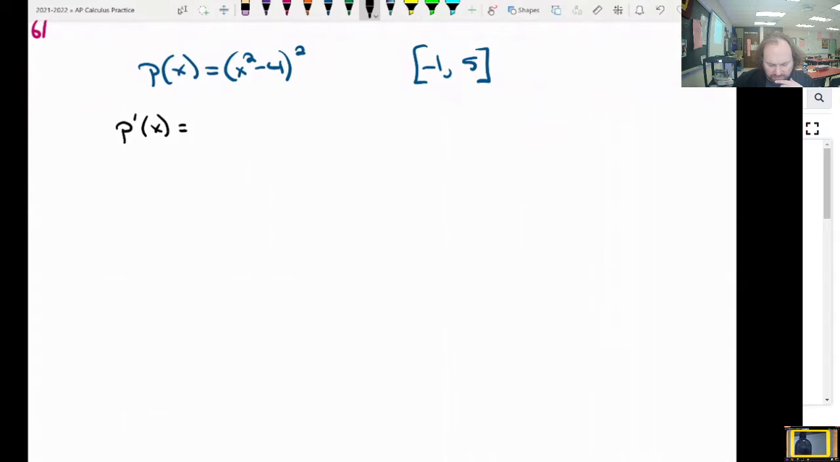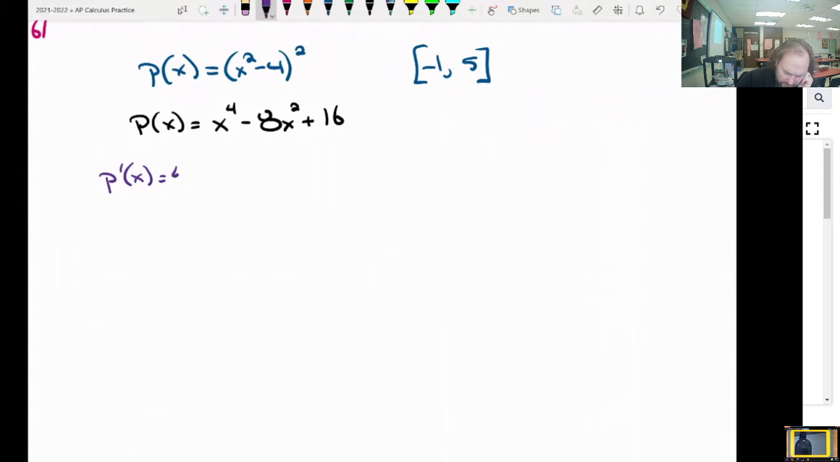The more I look at this thing, it might be better, before we take the derivative, to expand out this polynomial so we have a nice, easy thing to work with. This would be x to the 4th minus 8x squared plus 16, sorry, if we were to expand it, and that is just (x squared minus 4) times (x squared minus 4). So that's the original function still. So when we move into derivative world, p prime of x is 4x to the 3rd minus 16x, and that will be it.